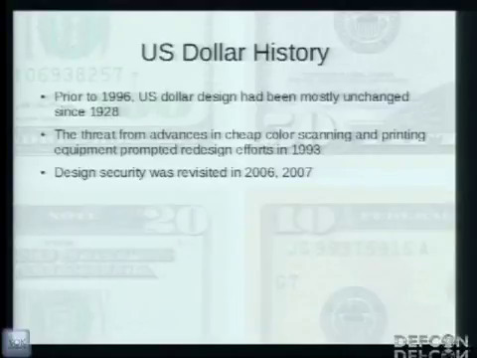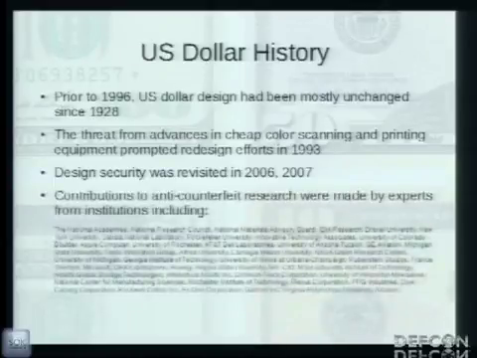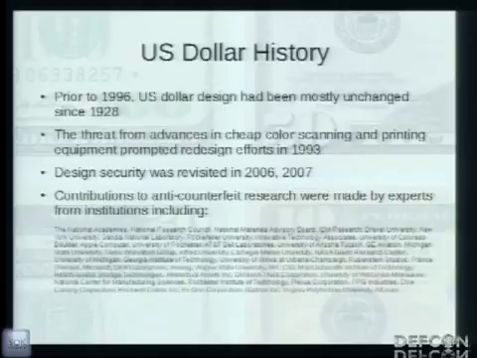The reason the design started changing, starting with a major redesign in the 1996 series, is research that was initiated by the US government about the emerging threat model of high quality scanning and inexpensive home color printing equipment, as well as the increasing incidence of counterfeits they were seeing. This was done in 1993, and additional studies were commissioned in 2006 and 2007. These studies were done by the National Academies, who assembled a panel of experts from the following institutions.